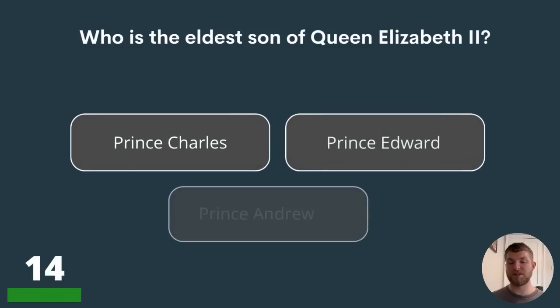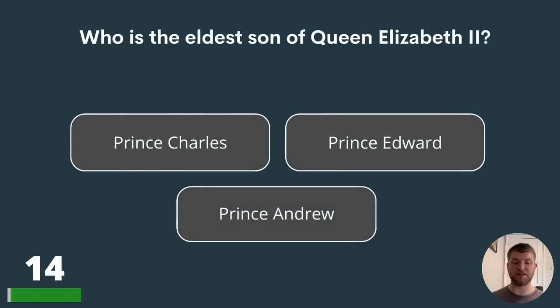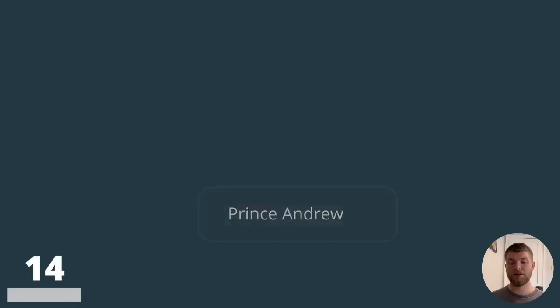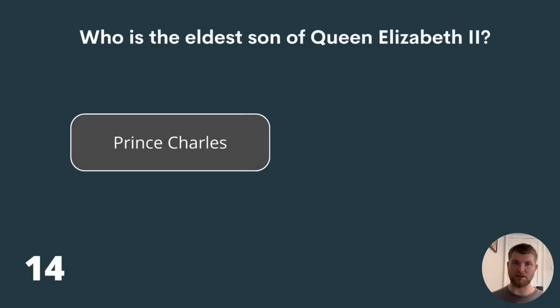14. Who is the eldest son of Queen Elizabeth II? Prince Charles, Prince Edward, or Prince Andrew? The answer is Prince Charles.